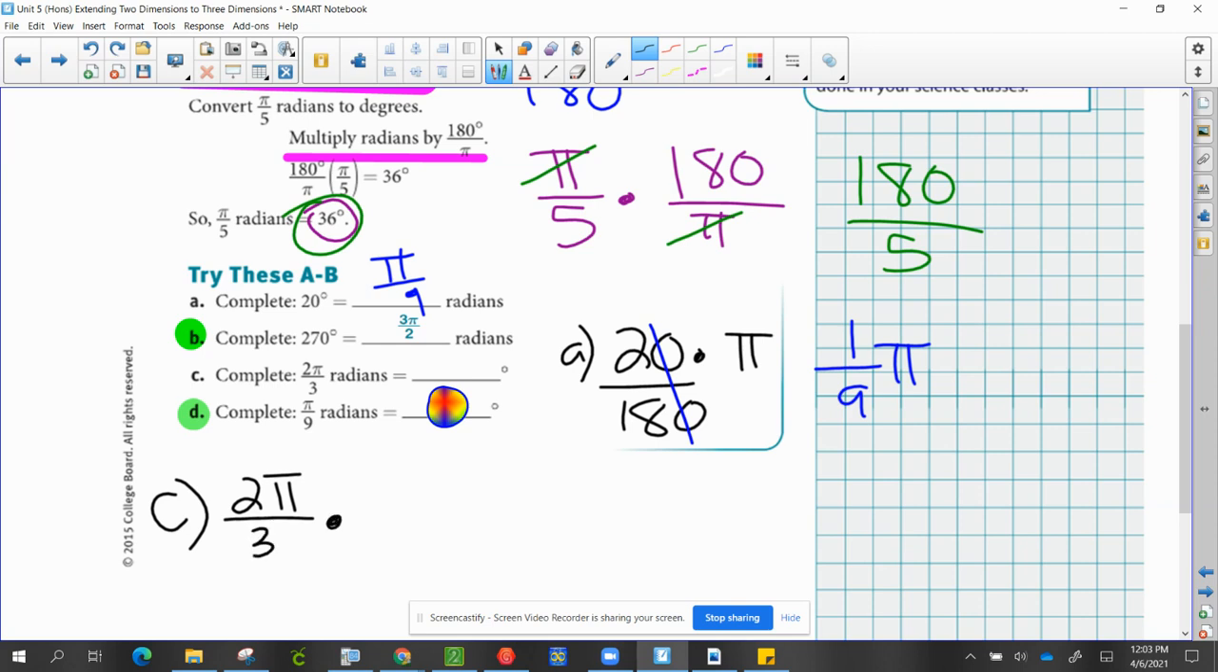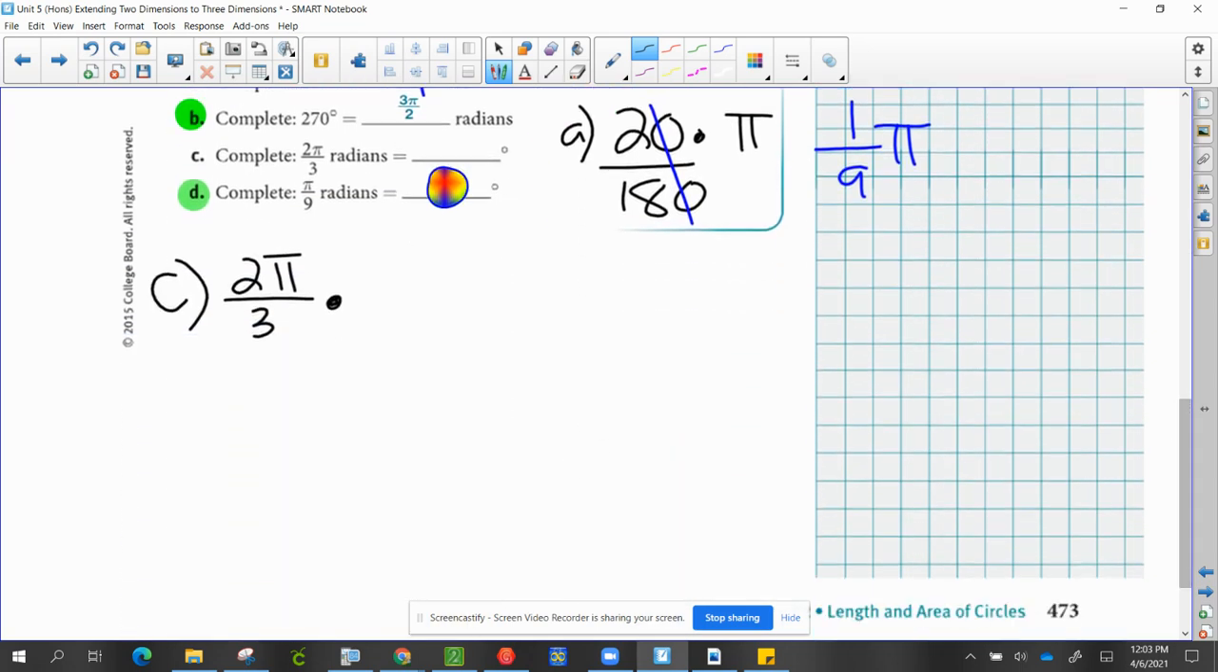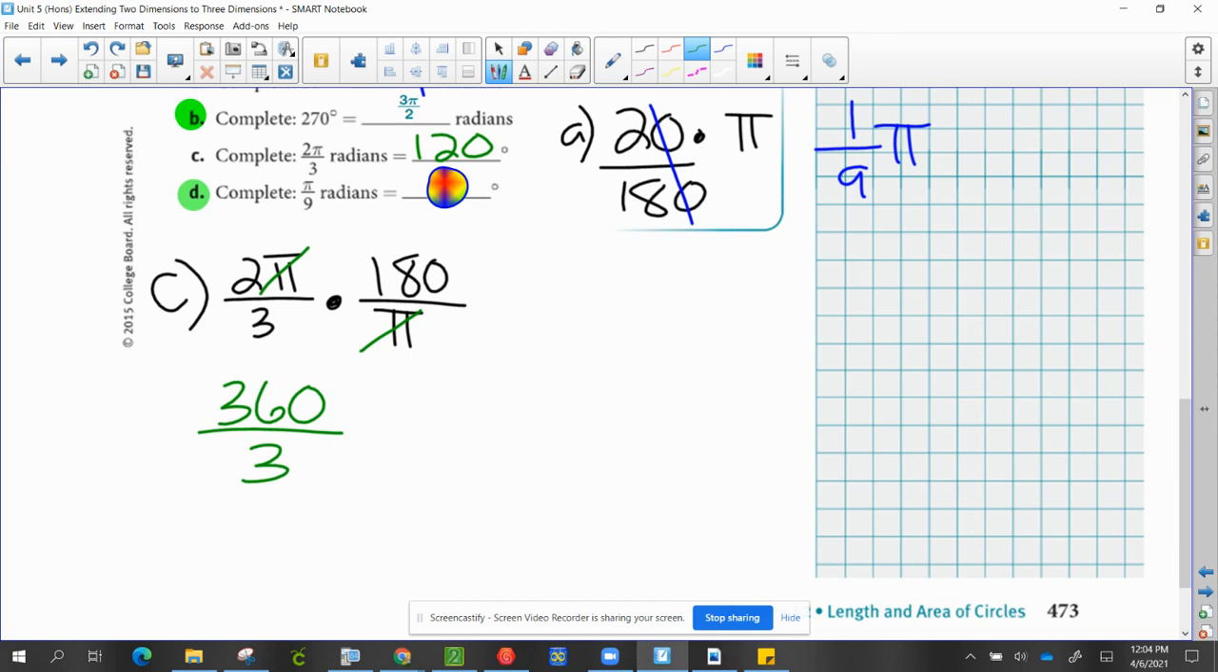Remember, when we're going from radians to degrees, you take your radian measure and multiply it by 180 over pi. When we do that, the pi's should cancel. So I just have to do 2 times 180, which we know is 360. Divide that by 3. So our answer here should be 120 degrees. You guys tried the last one, D. Pi over 9 radians is how many degrees? If you got it right, the answer was 20 degrees.